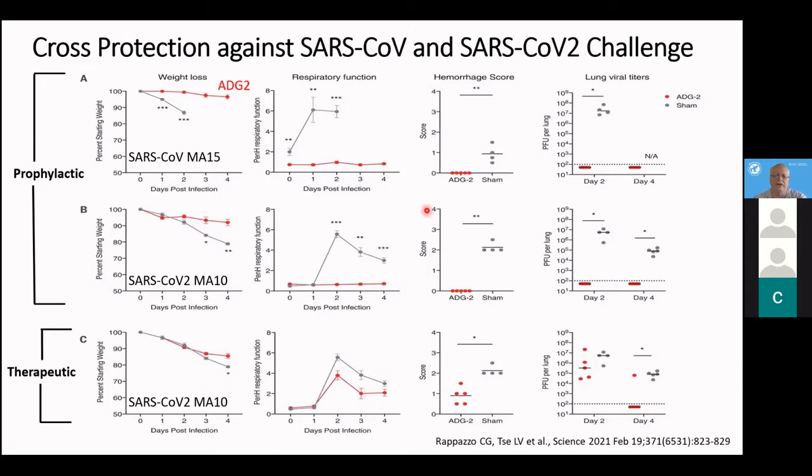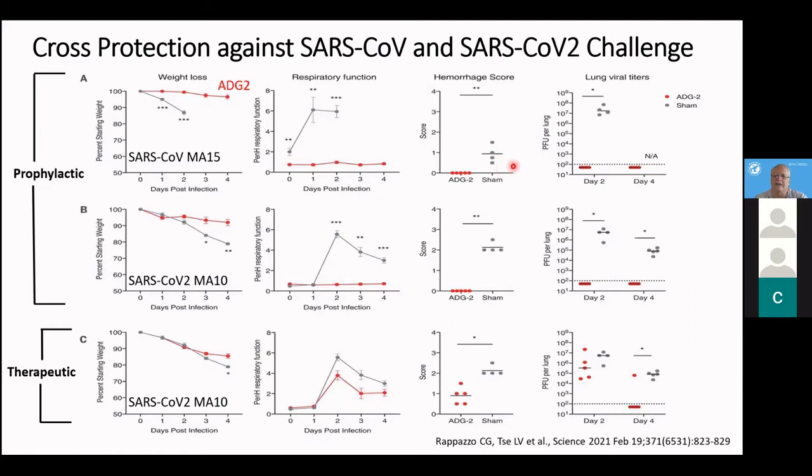I'll run through this pretty quickly. Respiratory function is measured as airway occlusion from debris in the airway. It's a resistance marker, so this is normal down here. And this is an animal that's been infected with virus. You can see it's having trouble breathing. Same with the MA10 virus, but they're completely protected with Adcd2. And in these therapeutic conditions, you have partial protection.